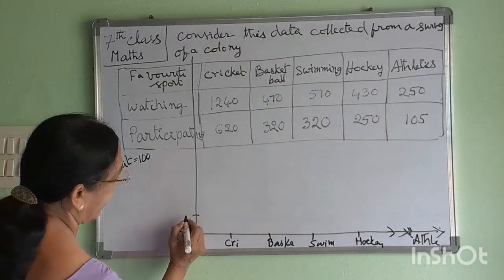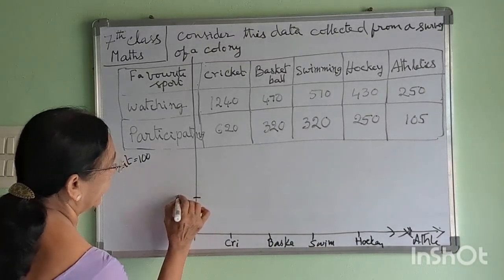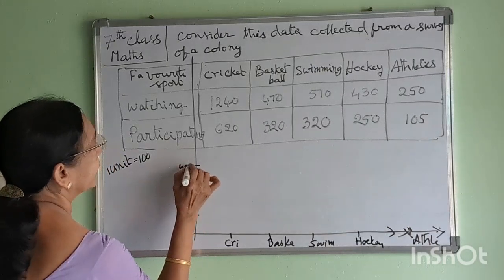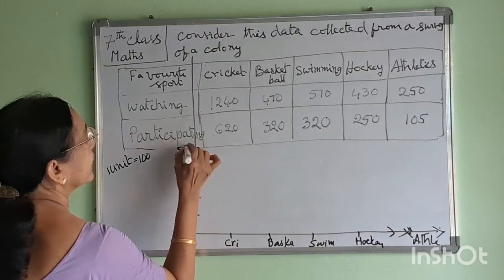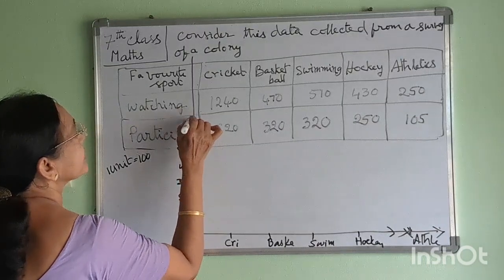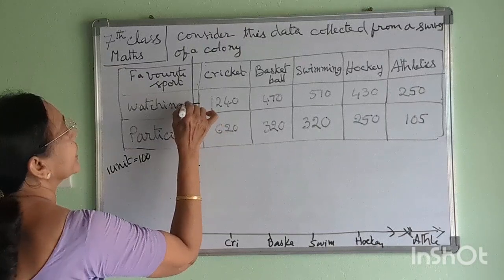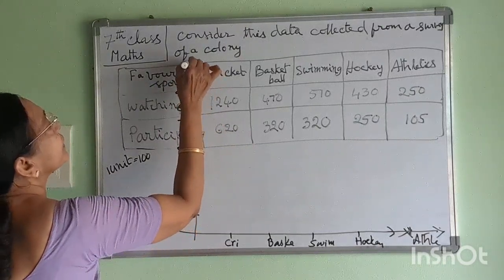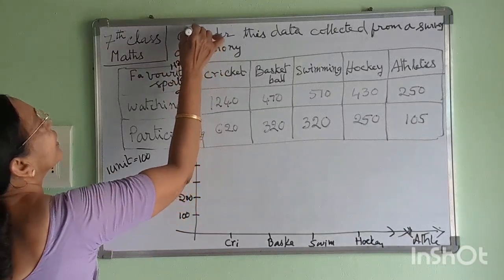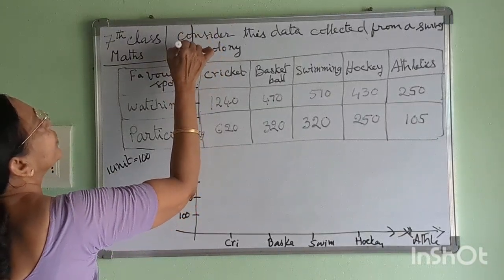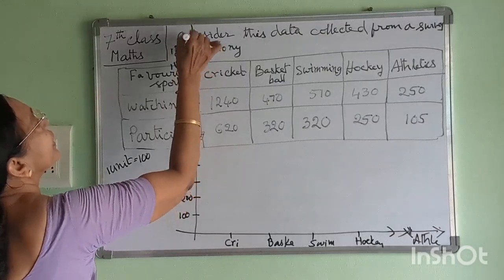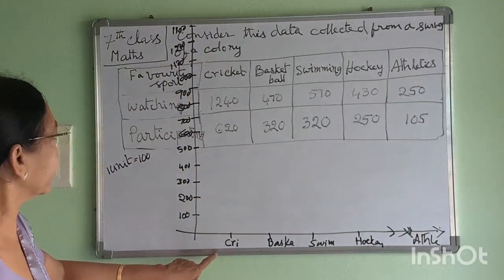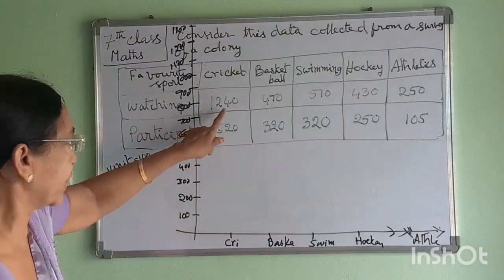Let it be 100, 200, 300, 400, 500, 600, 700, 800, 900, 1000, 1100, 1200, next 1300. So cricket is watched by 1240.